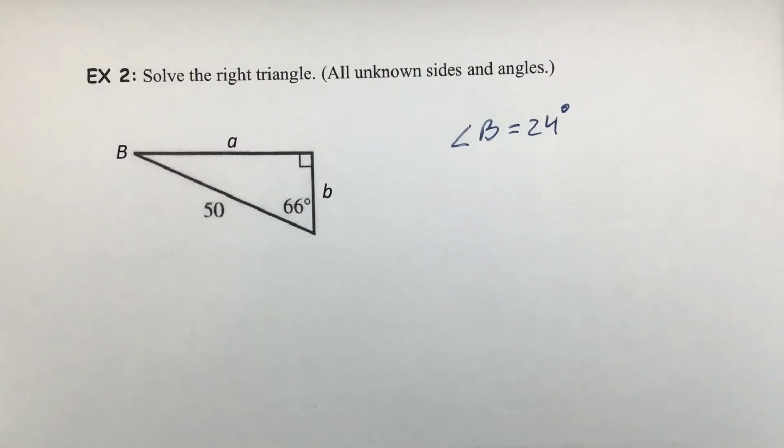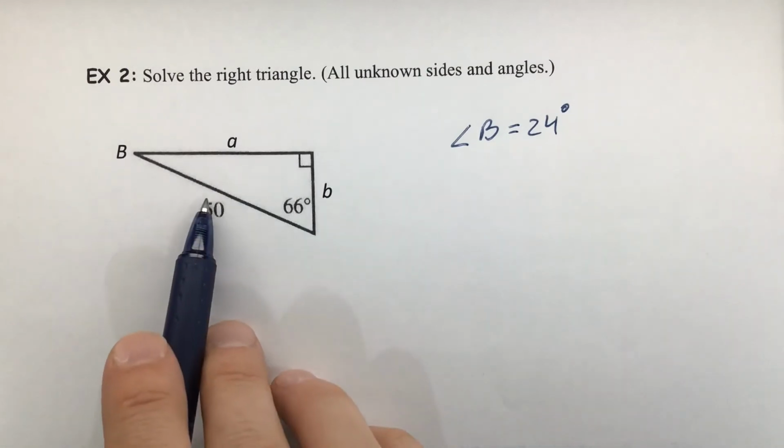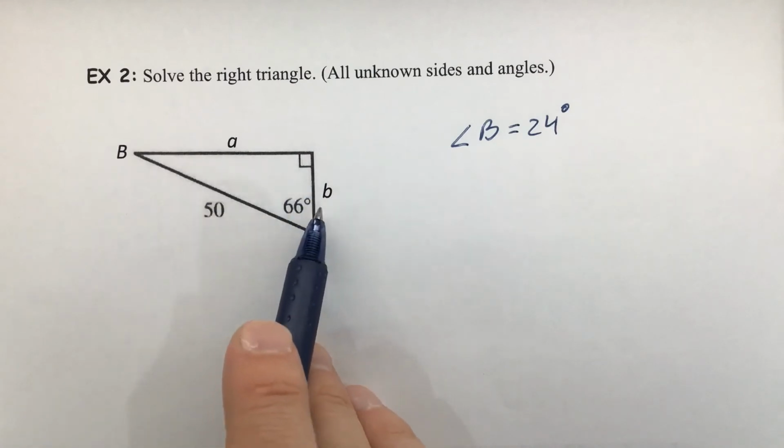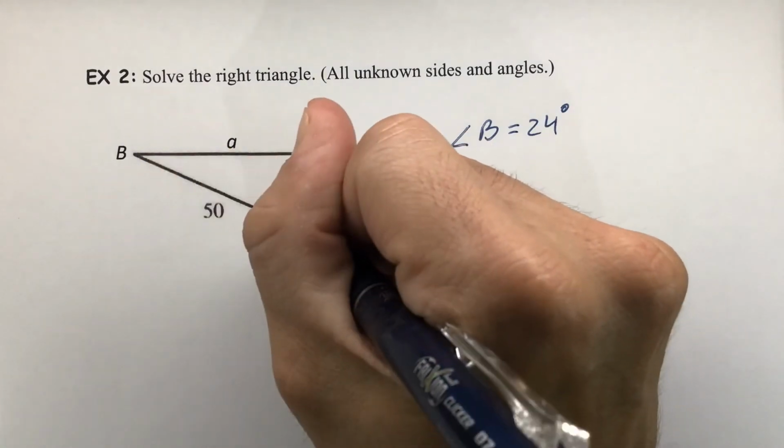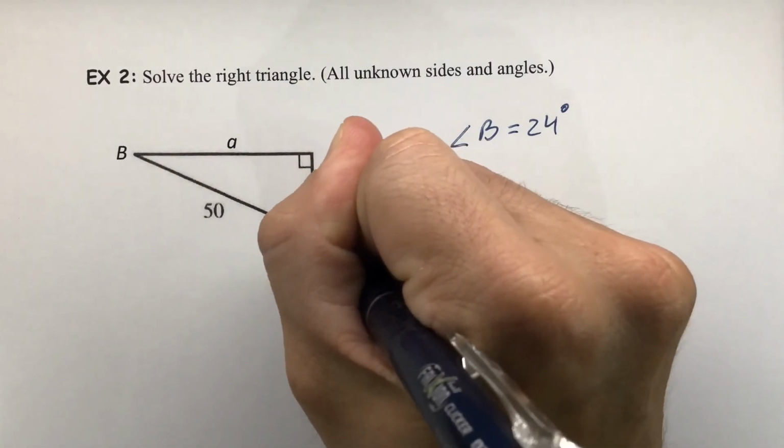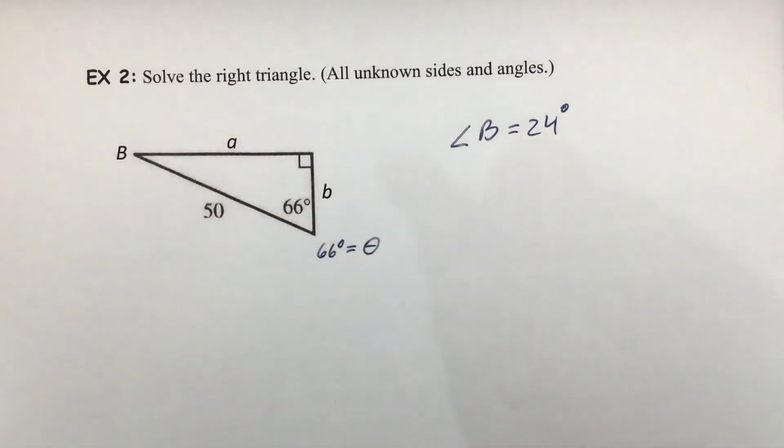Side lengths, that's going to be the more challenging part here. You've got the hypotenuse, but you don't have either leg, so you can't apply Pythagorean theorem here. What we're going to do is use the trigonometry. All right, now to start it off, we need to choose one of the angles to be our theta. Since the 66 was what was printed here, I'll just let that be theta. Okay, so I'm going to call the 66 degrees theta.